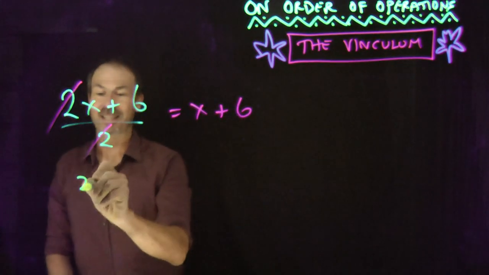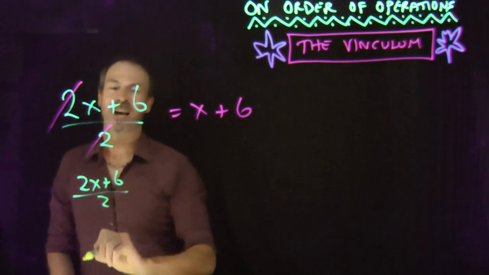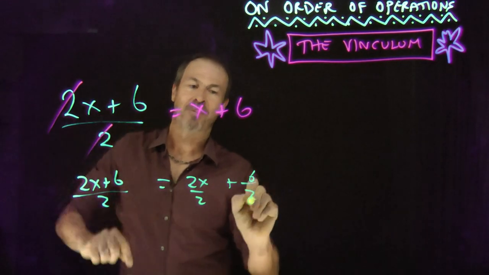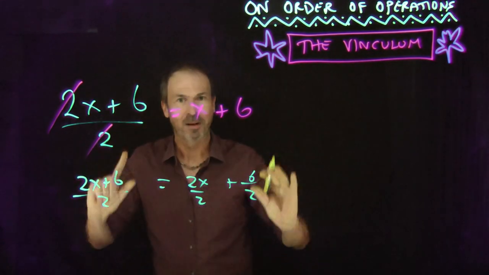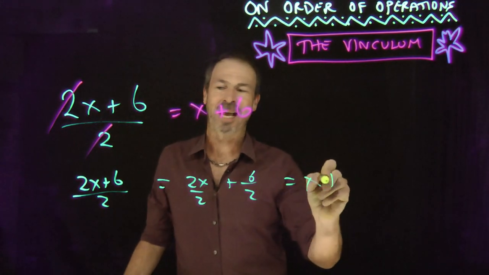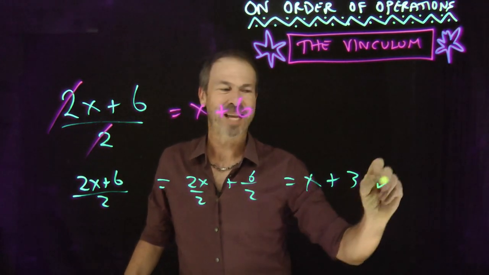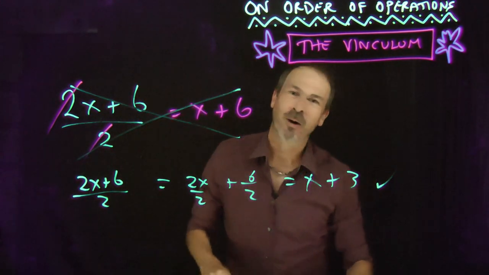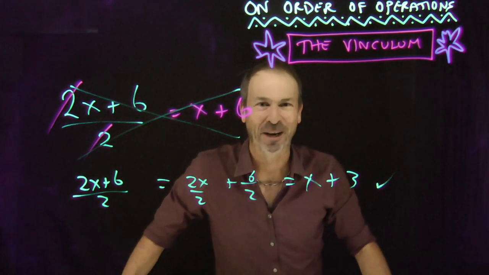So the way to think of this is 2x plus 6 is one group that gets divided by 2. So that part of the group gets divided by 2, and that part of the group divided by 2. Don't leave out parts of the group. The whole group gets divided by 2, and you see it must be x plus 3. Beautiful. That's correct. Unfortunately, that temptation is incorrect. The power of thinking about the vinculum. You've just got to love it.